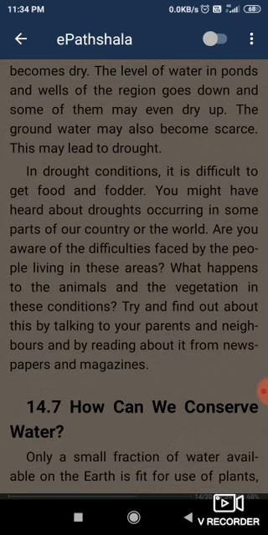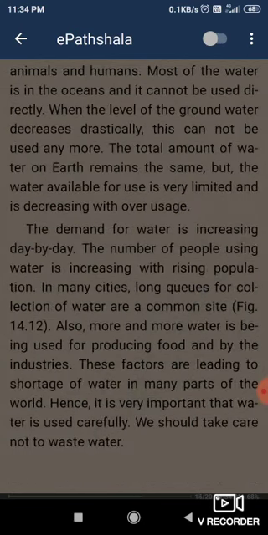Only a small fraction of water available on the earth is fit for use of plants, animals and humans. Most of the water is in the ocean and it cannot be used directly. When the level of the groundwater decreases drastically, this cannot be used anymore. The total amount of water on earth remains the same, but the water available for use is very limited and decreasing with overusage.